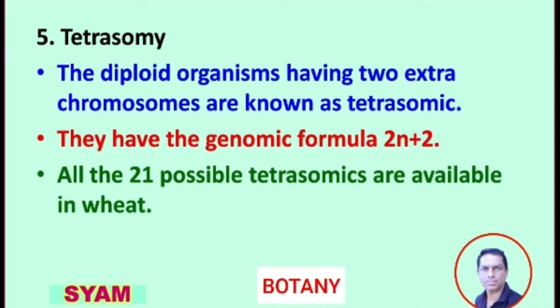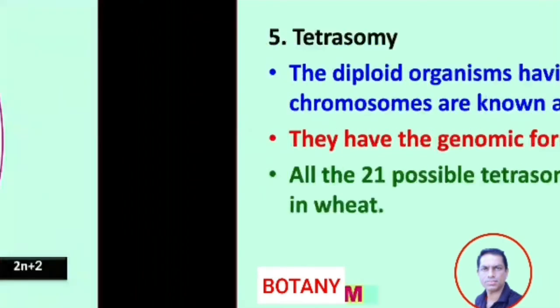Tetrasomy. A diploid organism having two extra chromosomes or a pair of extra chromosomes is known as tetrasomic. It has the genomic formula 2n plus 2. All the 21 possible tetrasomics are available in wheat.